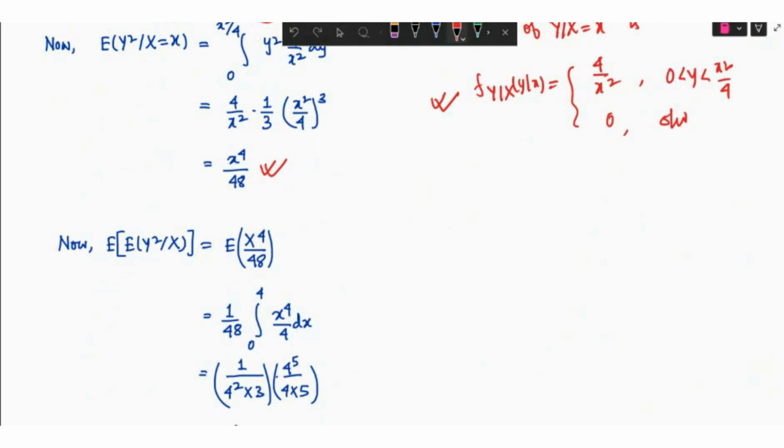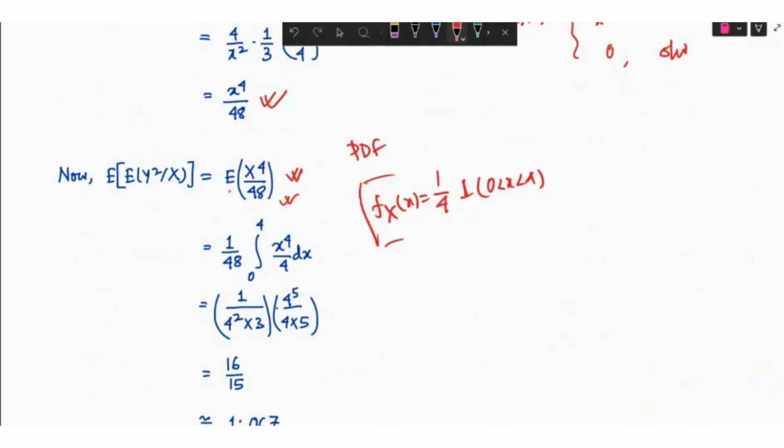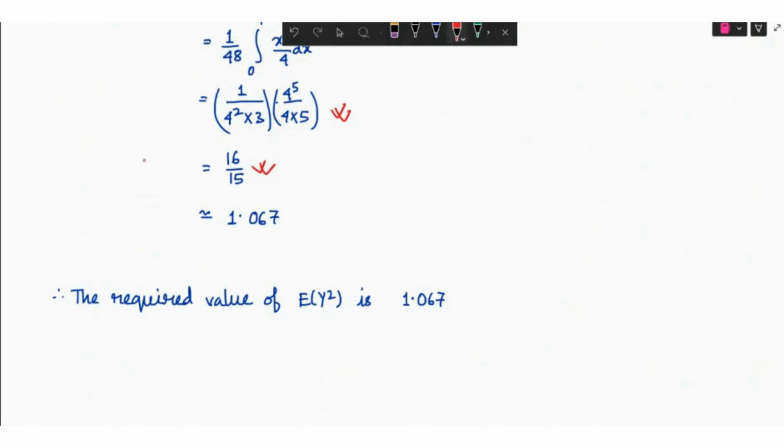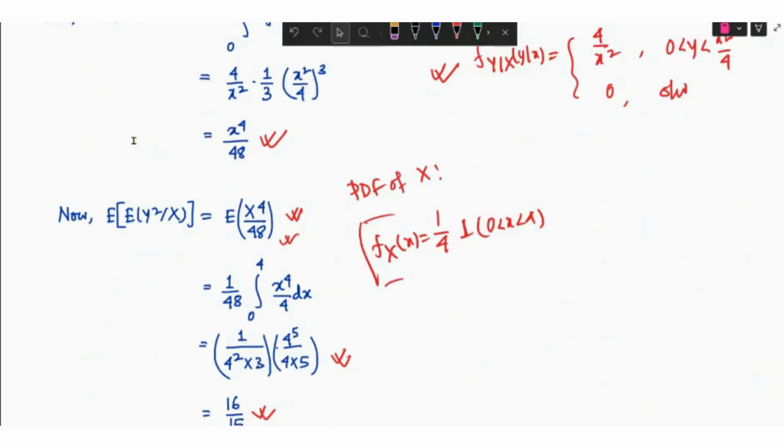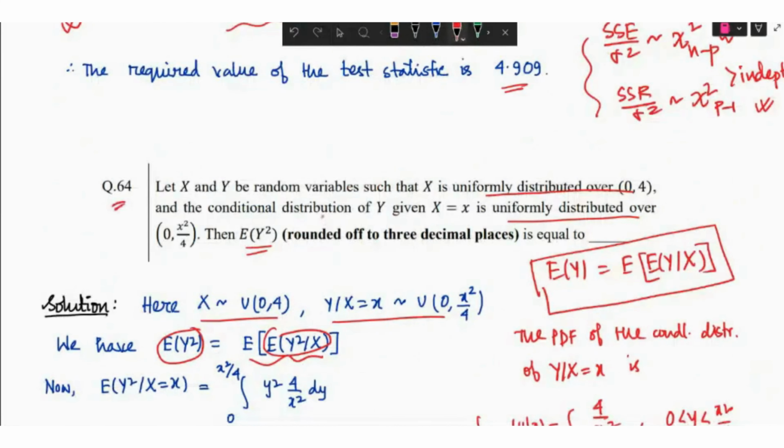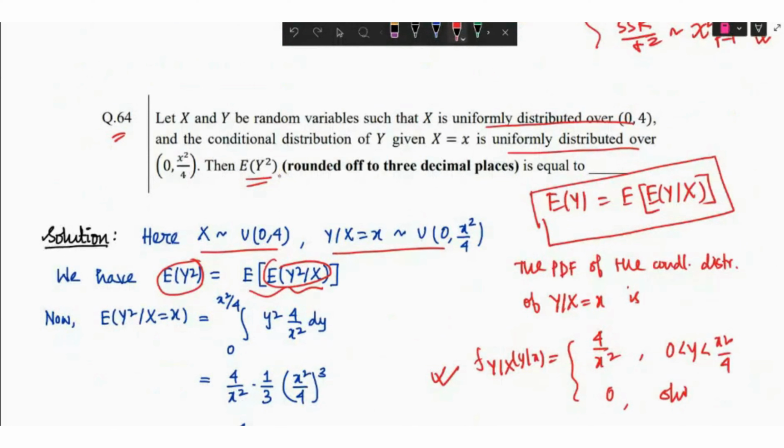Now we have to find the double expectation. This becomes simply the expectation of x to the power 4 by 48, which is the integration from 0 to 4 of x to the power 4 by 48 times the PDF of x. Because X follows uniform distribution over 0 to 4, the PDF is 1 by 4 for x between 0 and 4. Integrating, we get the value 16 by 15, that is 1.067. So the required value of the expectation of Y square is 1.067 up to 3 places of decimal. The motive of this problem is to find the expectation using the double expectation formula.